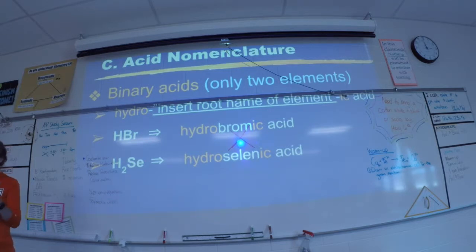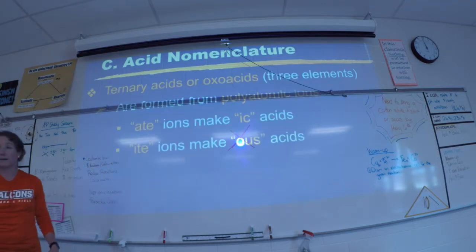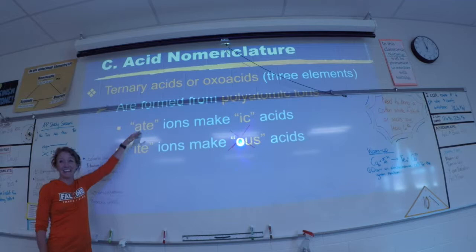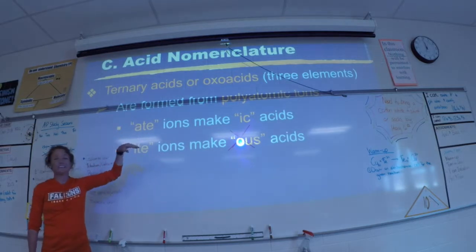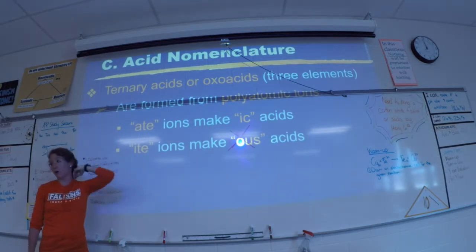Now the only other type besides binary is if it's a polyatomic. So if it's on the back of your periodic table, you do not put hydro in the front. Hydro is only used for the elements. Okay? For the ones on the back, we do have special endings. So if it ends in ate, we change it to ic. If it ends in ite, you change it to ous.